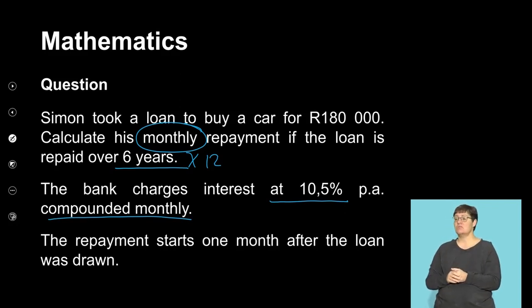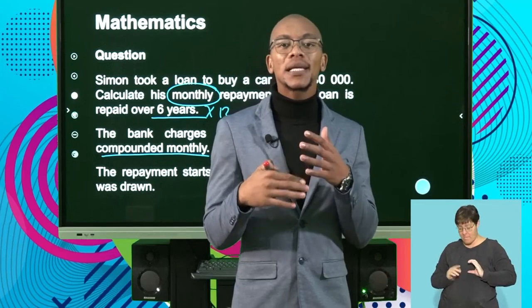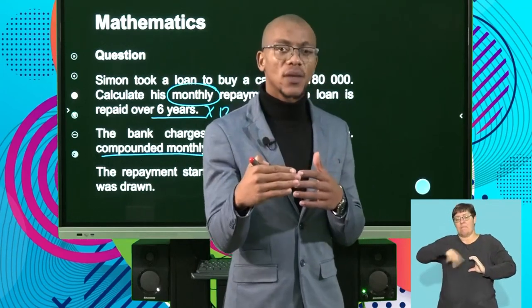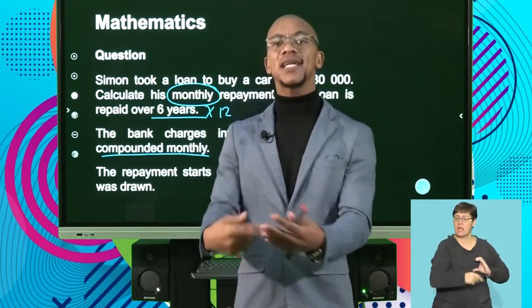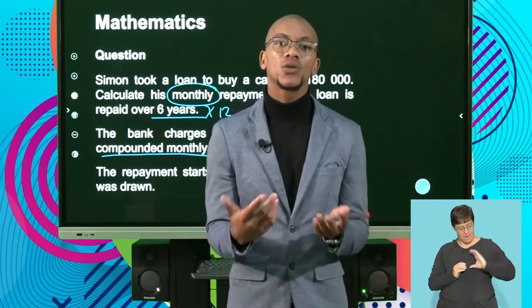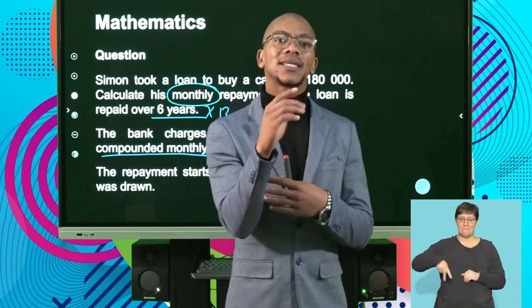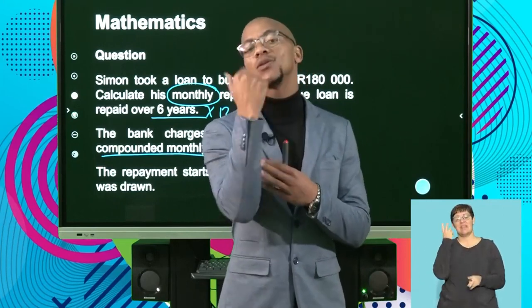Then the repayment starts 1 month after the loan was drawn. Now, this has been something that has been confusing a lot of people over the past years. When I say the loan is paid starting 1 month after, it means I cannot go to the bank and say, please lend me money, and then immediately after taking the money, you then pay. That will not be possible, right? You need to wait 1 month so that it can gain the interest and then you start paying.